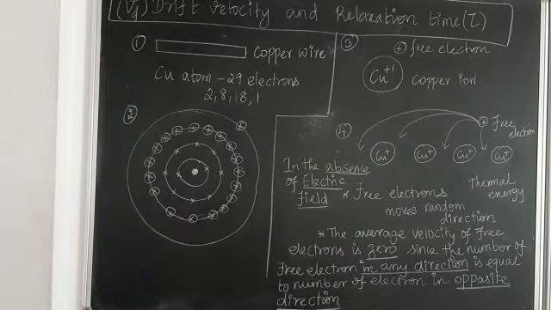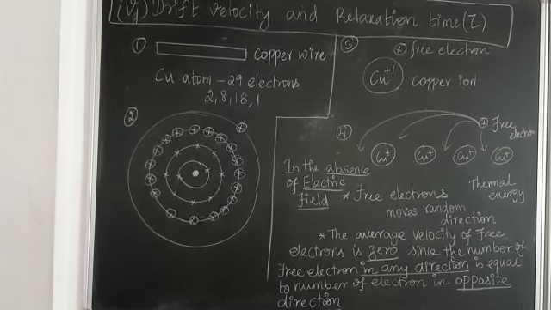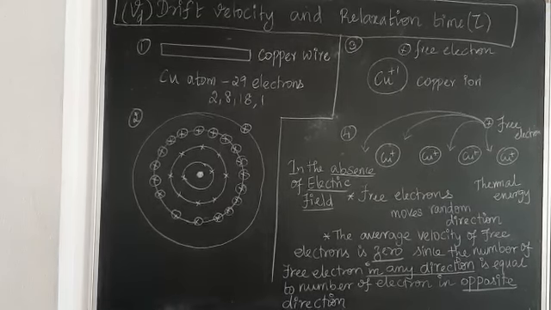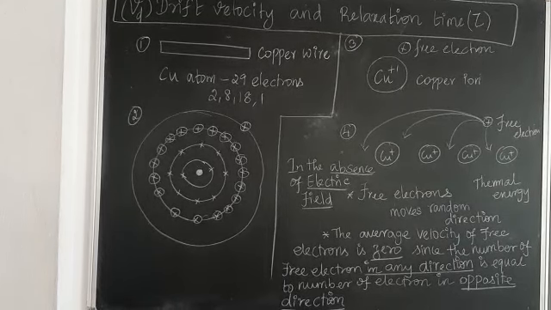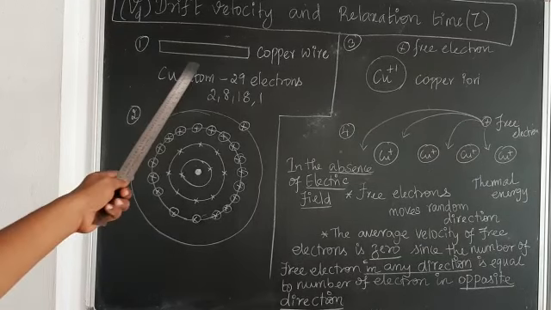Moving on to the next one, we have drift velocity and relaxation time. The drift velocity is indicated by the symbol V suffix d, and relaxation time is defined with the symbol of tau.